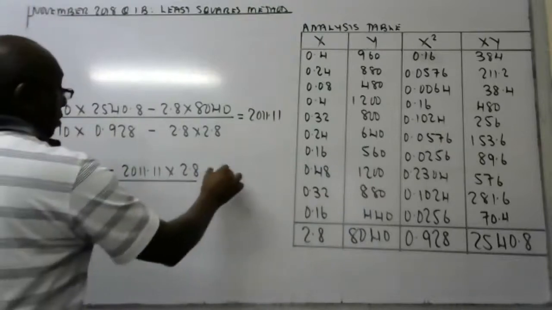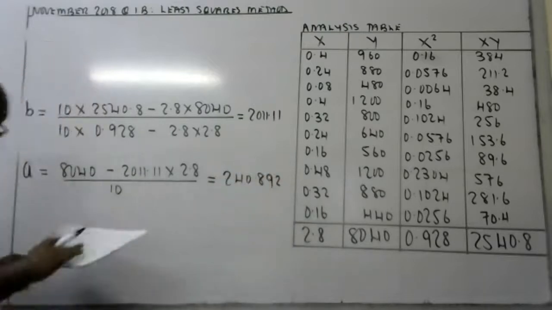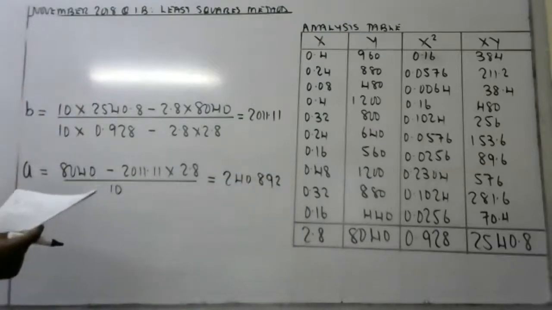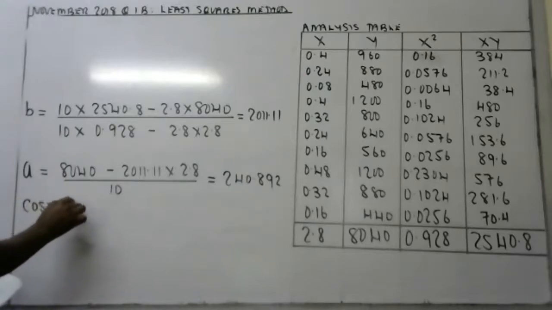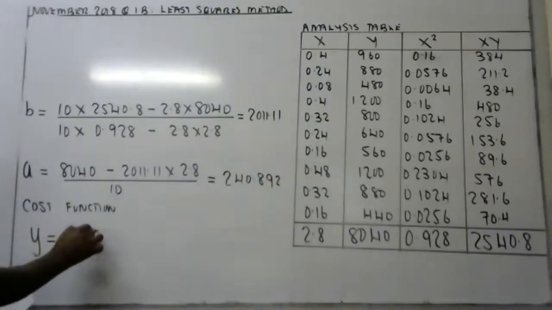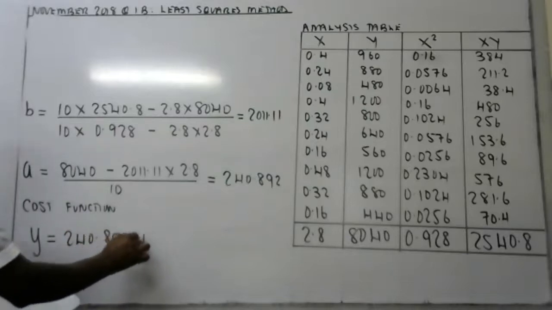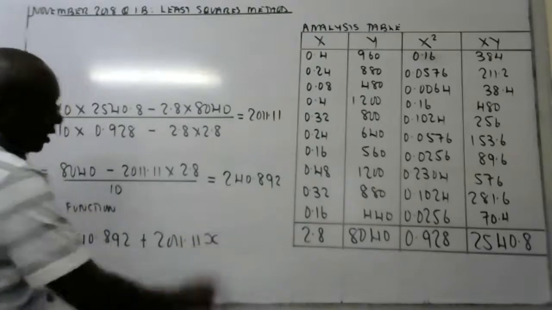240.892. So the question had requested us to get a cost function. So cost function is y is equal to 240.892 plus 2011.11x.